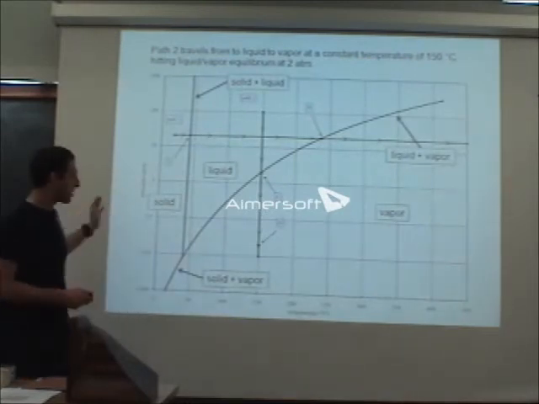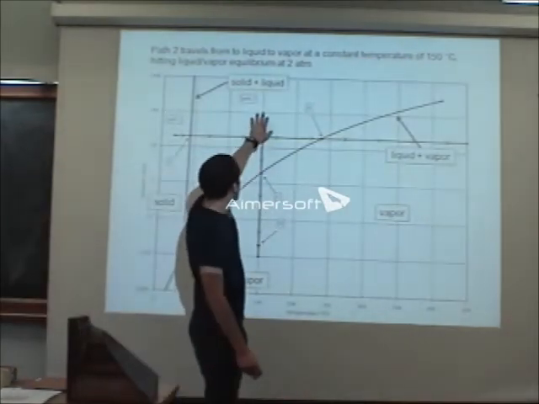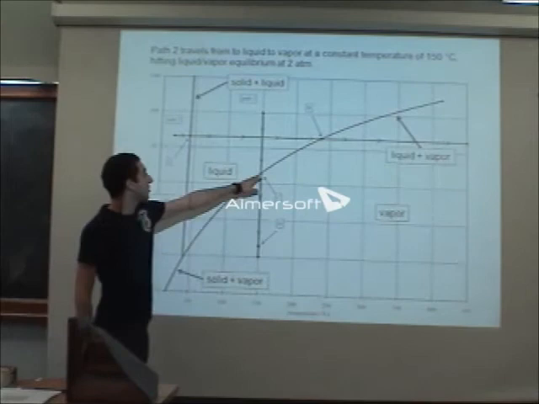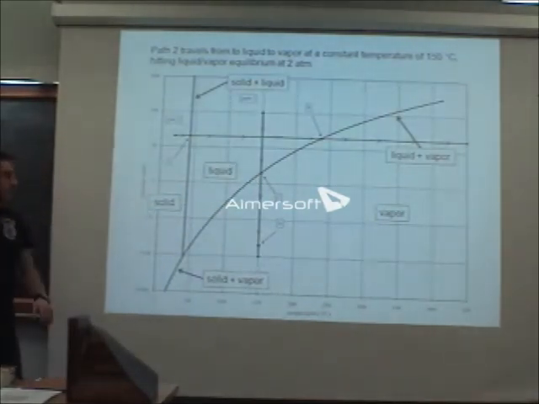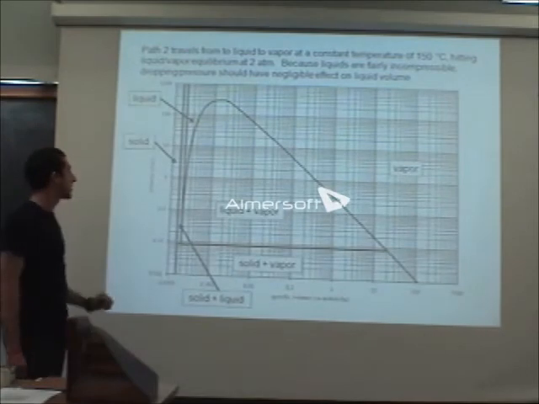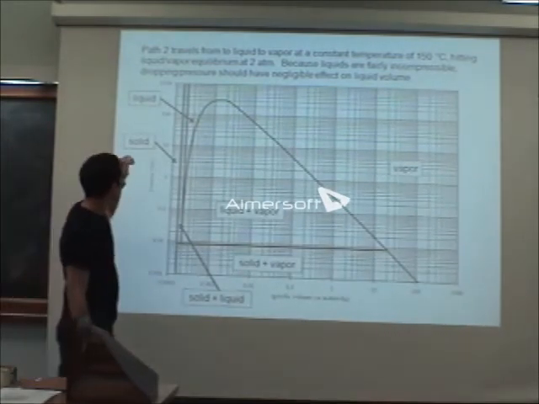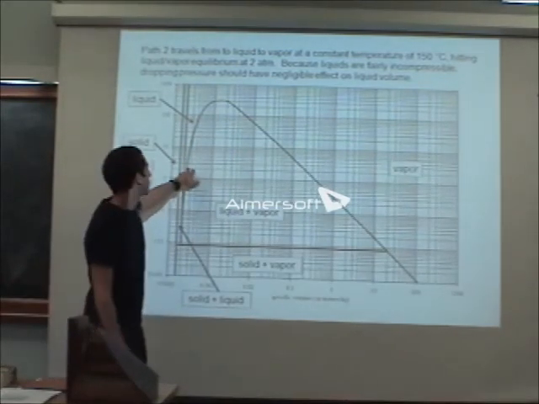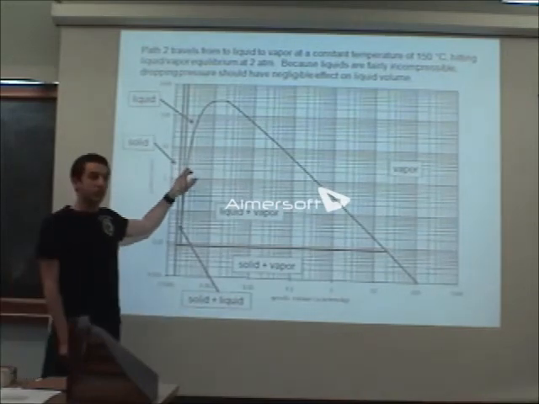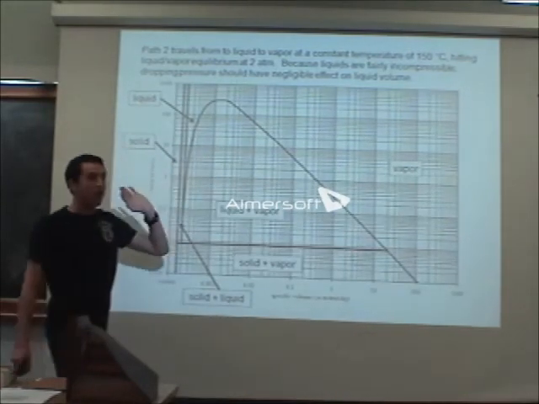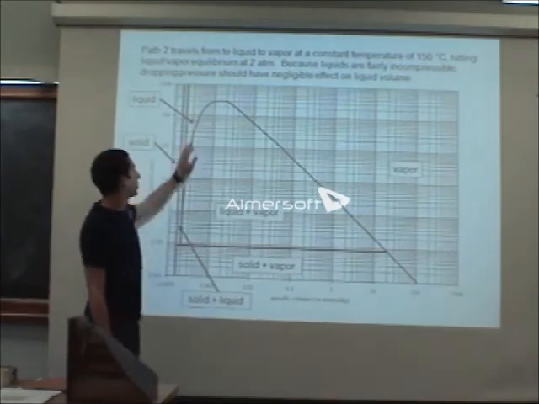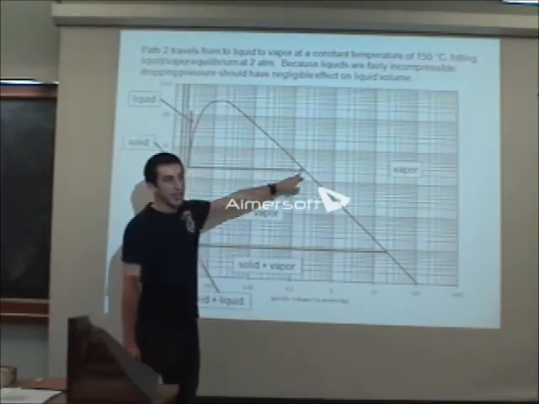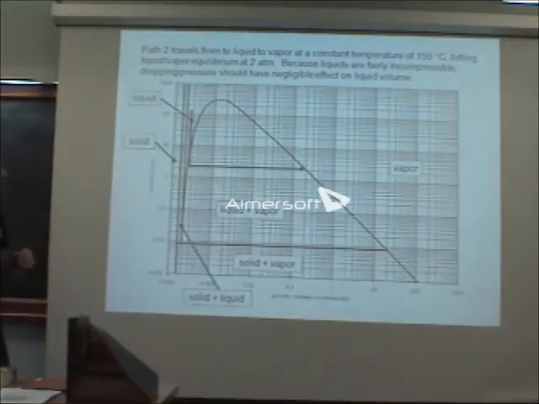All right, path 2, back on the PT diagram, we see that this is going to be a constant temperature path going from liquid to vapor. And it's going to hit equilibrium at 2 atmospheres. So if we translate that to here, we know that it has to hit liquid at 2 atmospheres. We also know that liquids are relatively incompressible, so as we're changing the pressure, we don't expect the volume to change very much. So we're just going to follow a constant volume line up to where we started, which was 100. Right, so if we start at 100, going constant volume, and maintaining equilibrium, we see that the path looks like that.